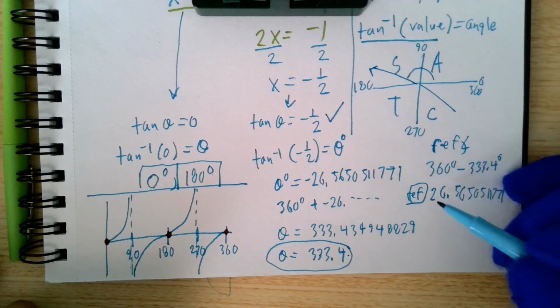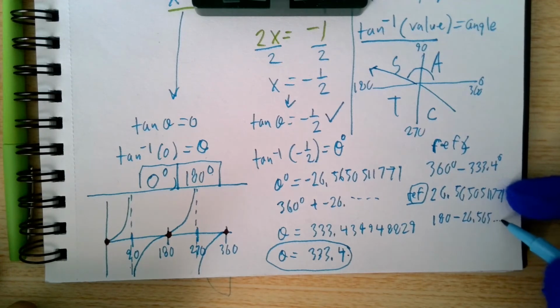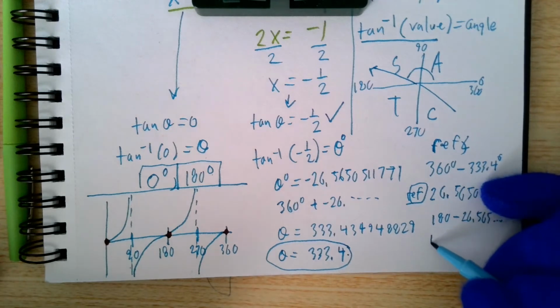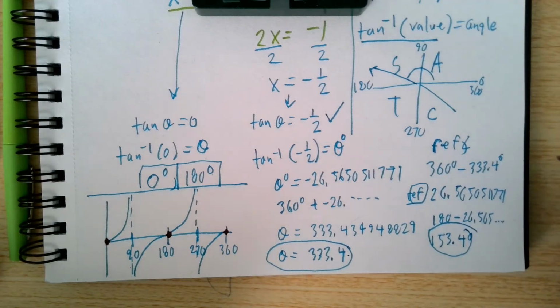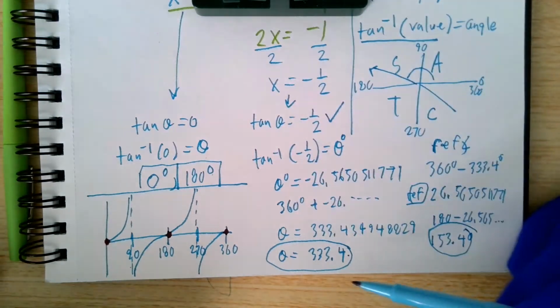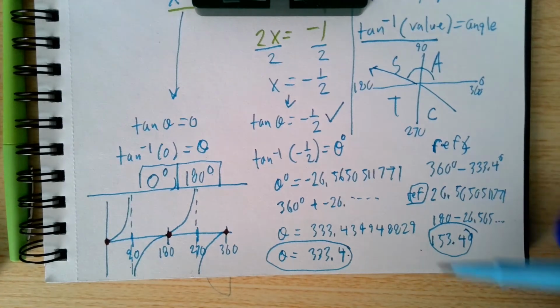My last step, I'm going to use my reference angle. It's going to be 180 minus 26.565... and I'm plugging this into my calculator, and it's going to be plus 180, enter, and I'm going to get 153, round to the nearest tenth, .4 degrees. So those are all my answers. 0 degrees, 180 degrees, 333.4, and 153.4 will all satisfy this equation.